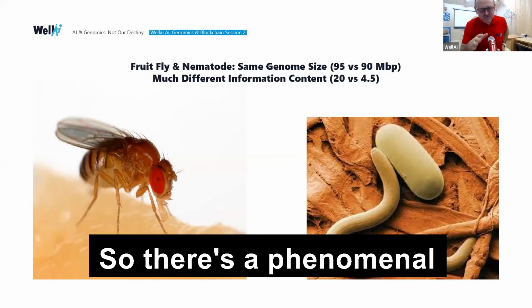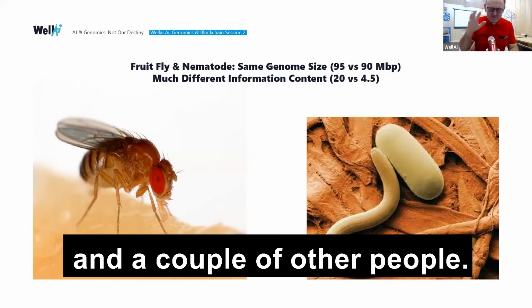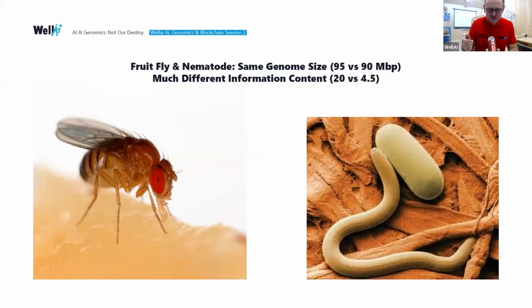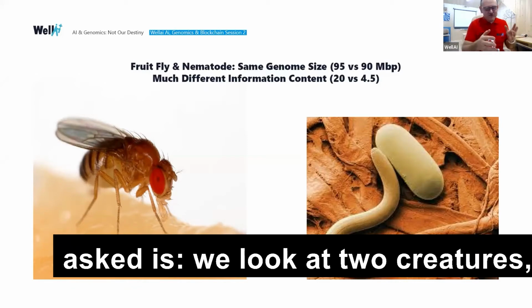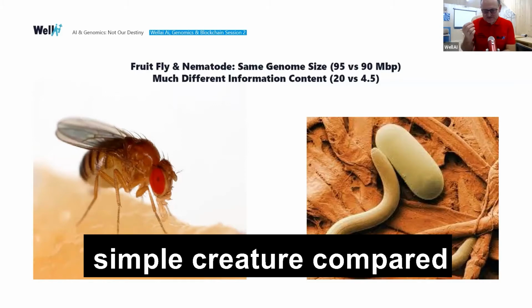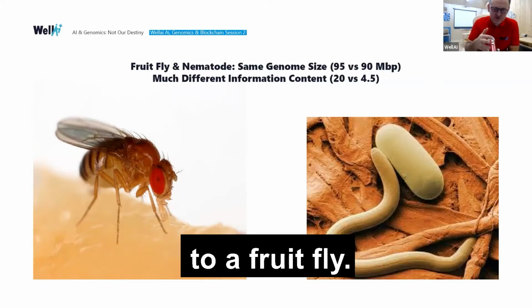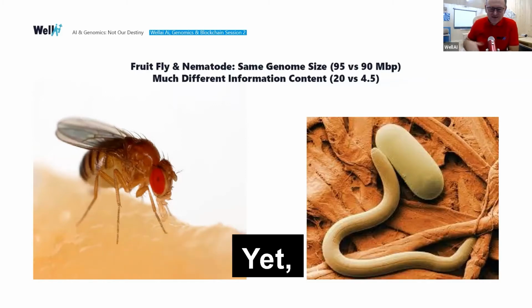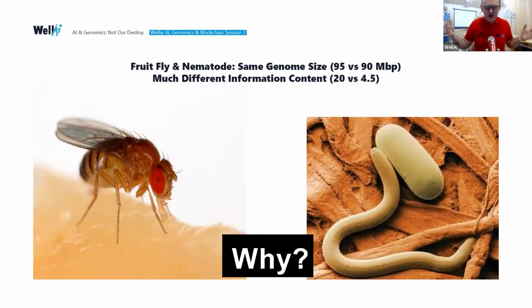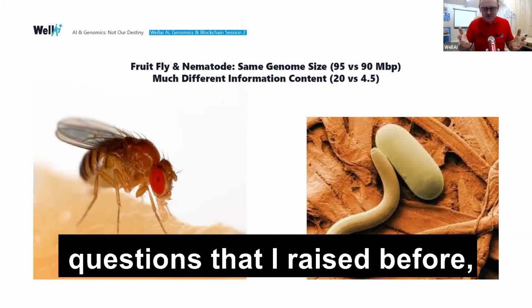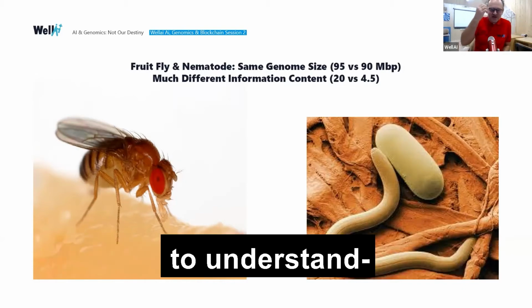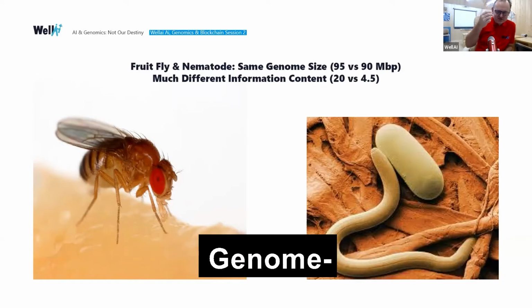So there's a phenomenal study by Mikhail Medvedev and a couple of other people. They use computer science to analyze genomes. The question to be asked is, we look at two creatures, right? A fruit fly and a nematode. A nematode is a very, very simple creature compared to a fruit fly. A fruit fly is much more sophisticated. Yet, they have the same genome size. Very, very similar. Why? That doesn't directly address the questions that I've raised before, but I think it's a very interesting point to understand how sophisticated the system is.